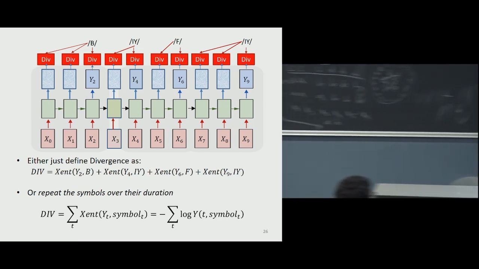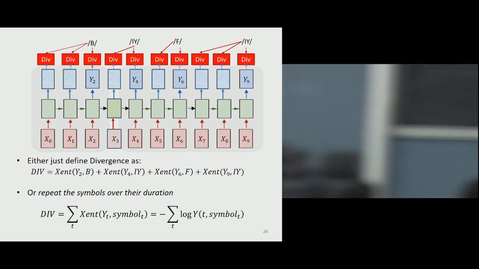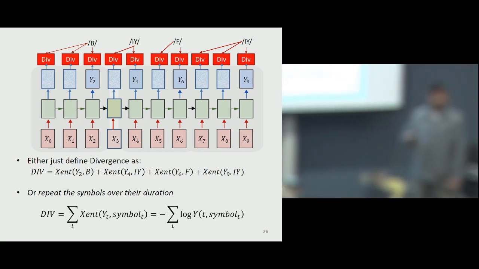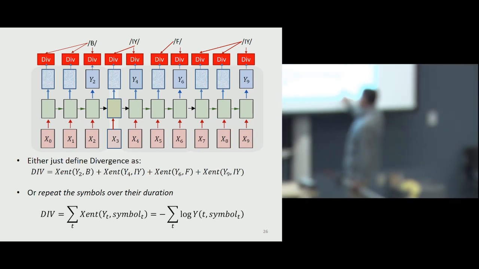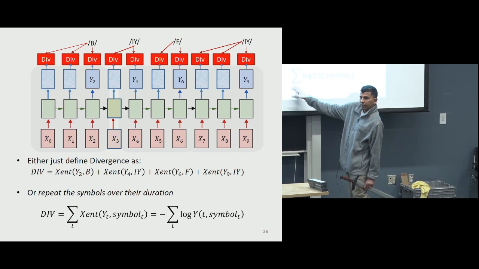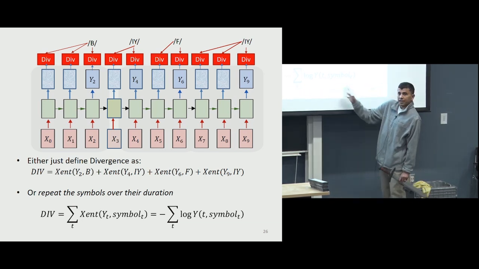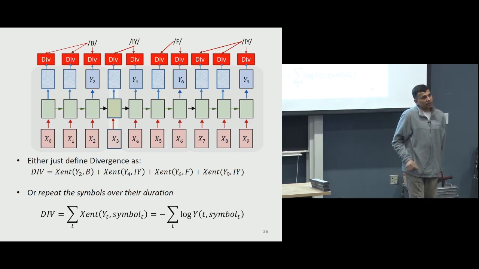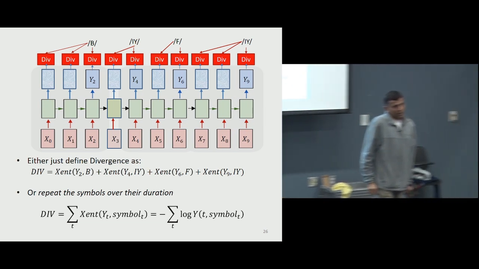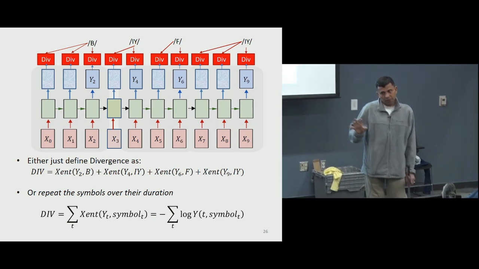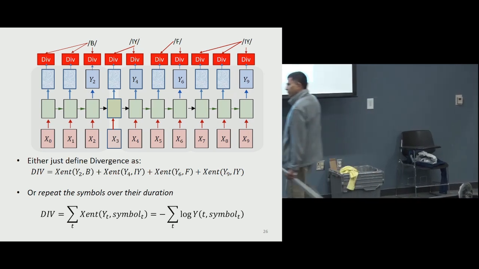If I'm using the cross entropy divergence, and if I'm representing the output as a one-hot vector, then this simply becomes the negative of the sum over all time of the log of the probability assigned to the target symbol at each time. We've seen this several times, right? So this is not really a mystery to you.